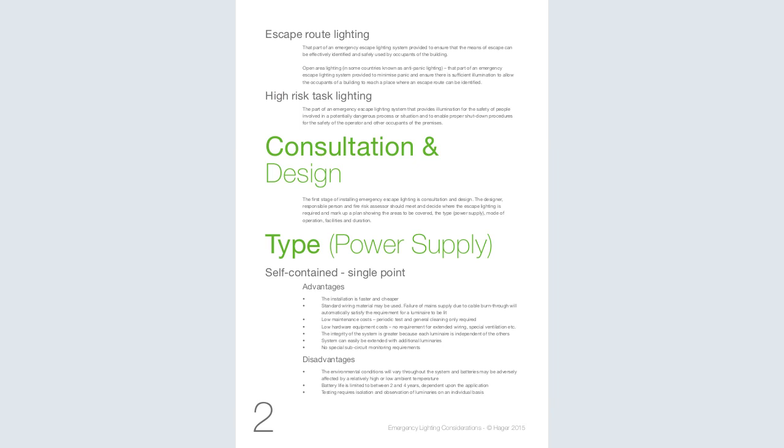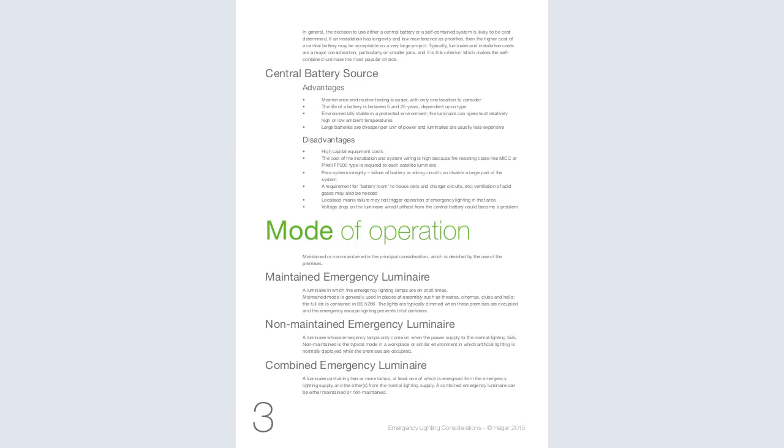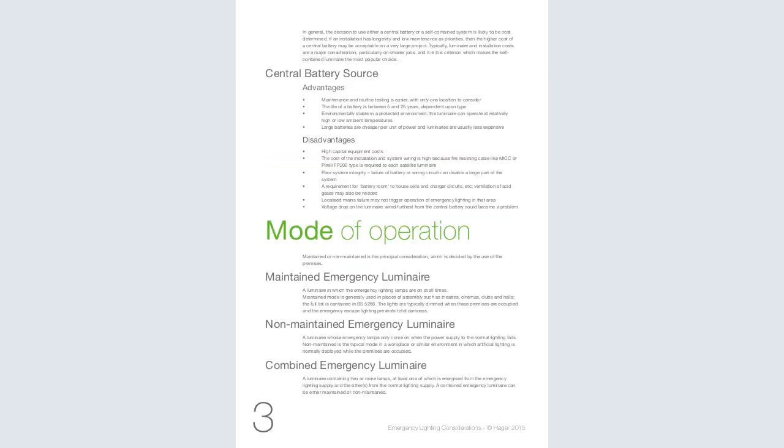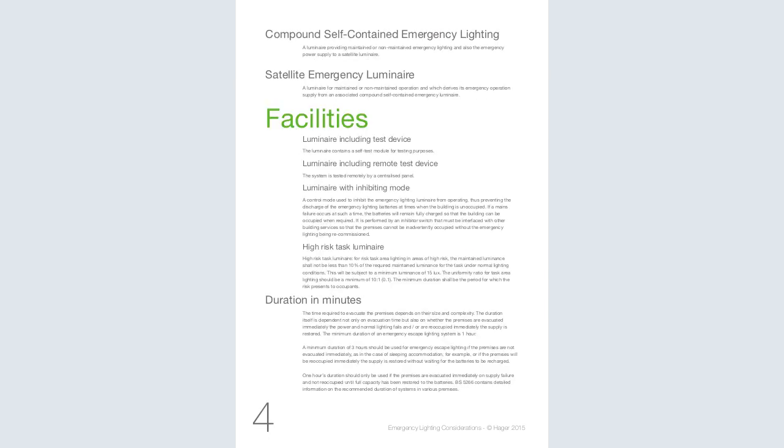And then the type of power, we have the self-contained single point, with advantages that we talked about. We have the central battery source. We had the self-contained source and the central battery source. In general, the decision to use either the central battery or the self-contained system is likely to be cost determined. And the mode of operation, we talked about the maintained, the non-maintained, and the combined.